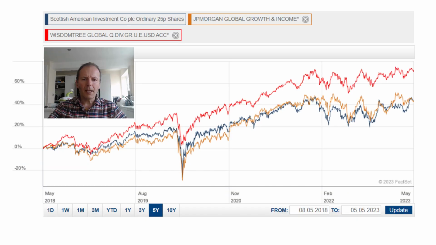Scottish American compares pretty favourably to a favourite fund of mine, which is JP Morgan Global Growth and Income. However, when it's compared against the ETF Wisdom Tree Global Quality Dividend Growth, the story is quite different, and the ETF with lower fees has some pretty decent outperformance over a 5-year period. If you're interested in learning more about this ETF, I'll put a link in the top right here, and it'll also be in the description.